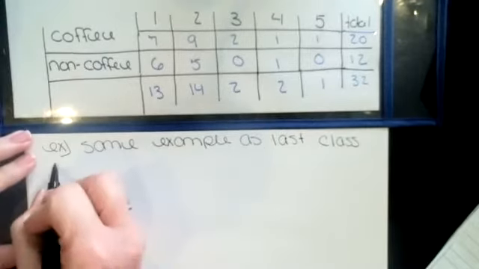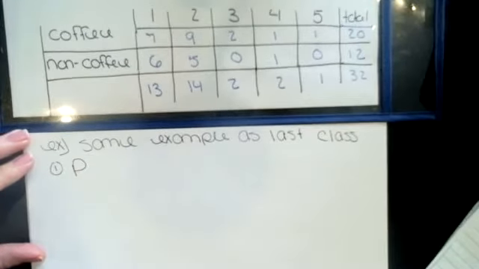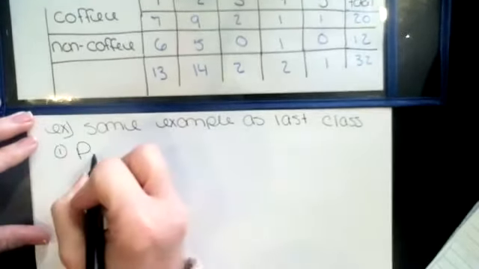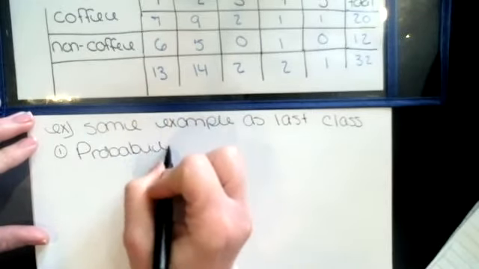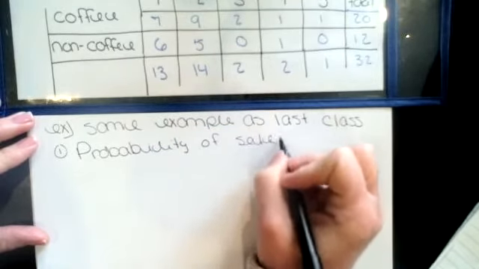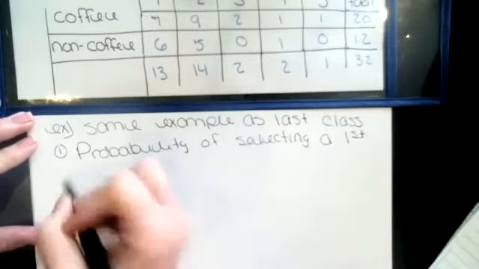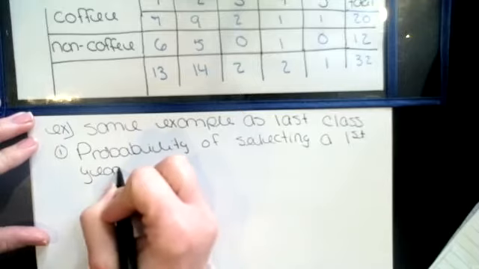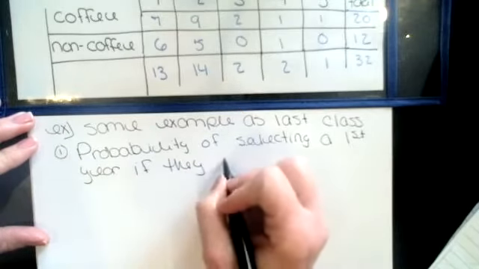So let's take a look. Let's find the probability. Actually, you know what? Let me write it out in words, and then we'll write the notation. It gives us a little practice. So let's find the probability of selecting a first-year student if they drink coffee.